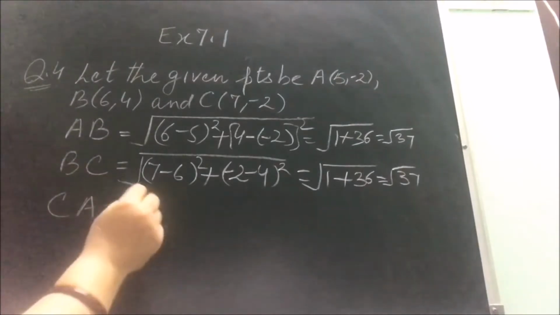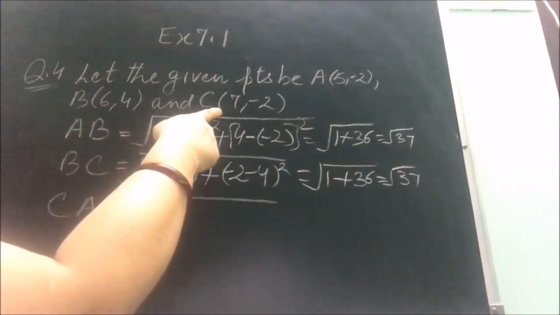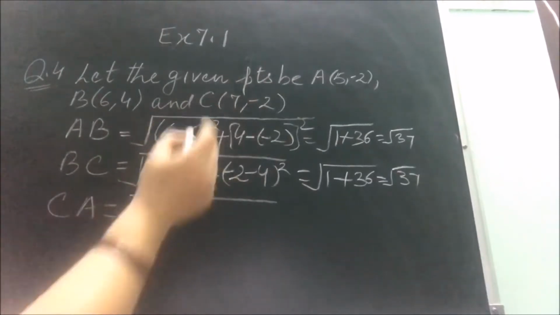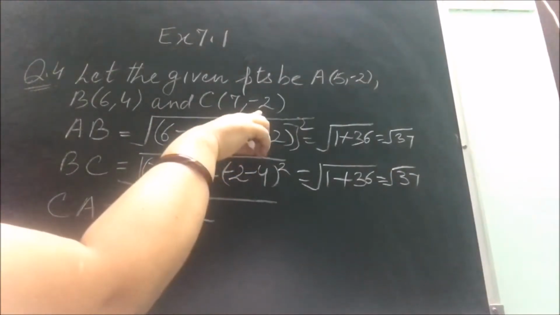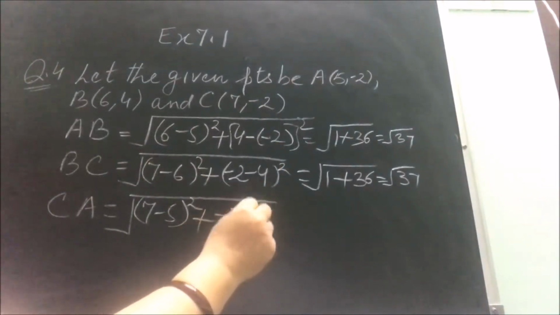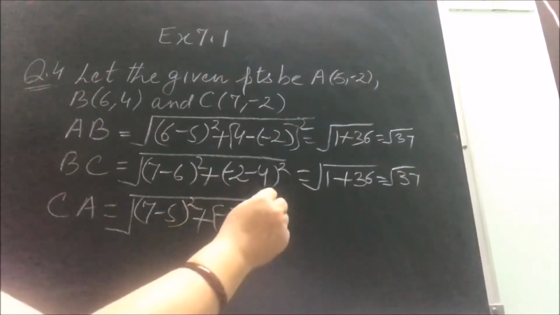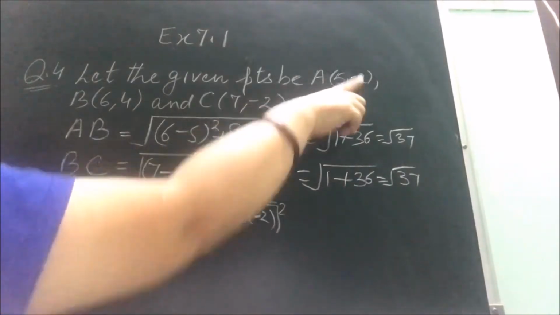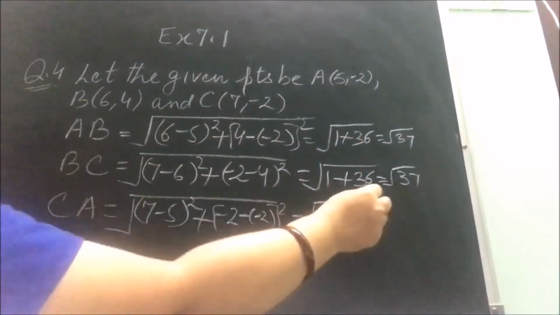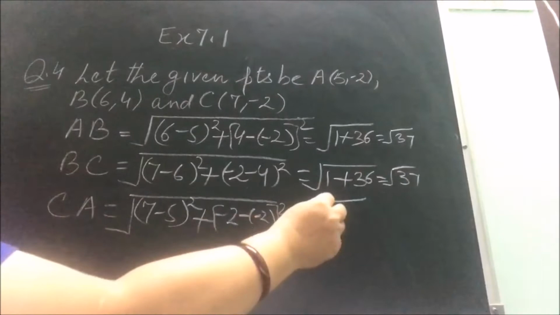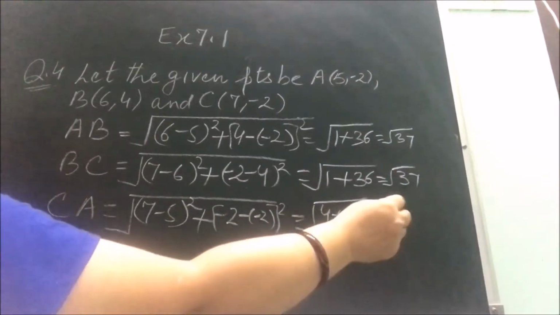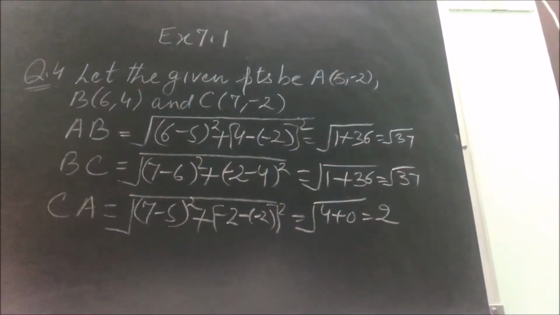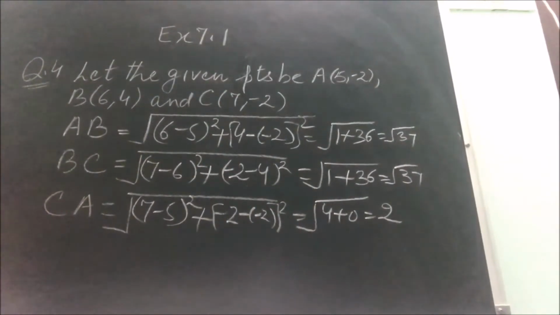Then we have to find out CA. Apply the distance formula between these 2 points. 7 minus 5 square, the x coordinate difference, plus -2 minus -2 whole square, the difference between the y coordinates. See, it is 2 square, that is 4, and -2 plus 2 is 0, square is 0, so it is 2. So in these 3 sides, it is very clear that 2 sides are equal to each other, right?